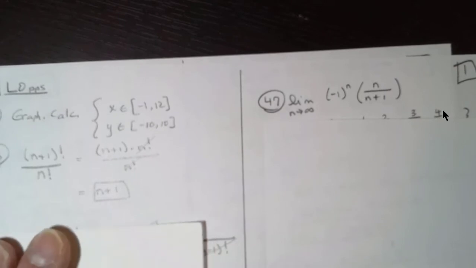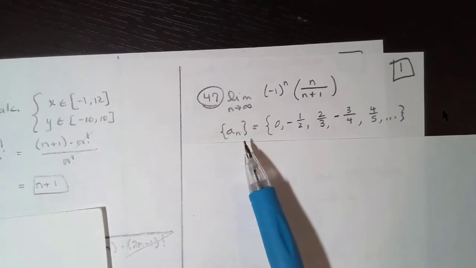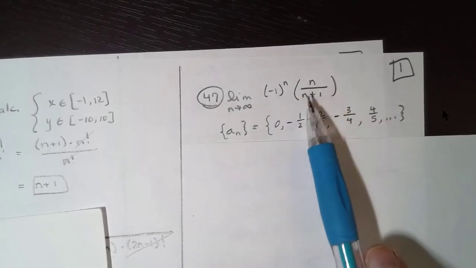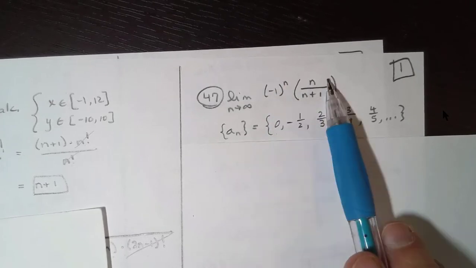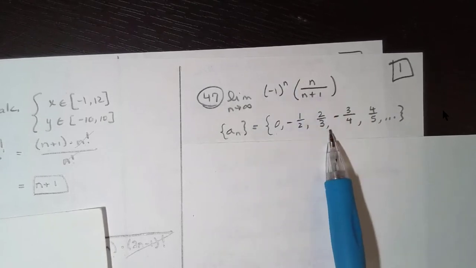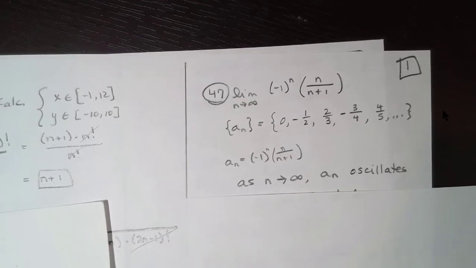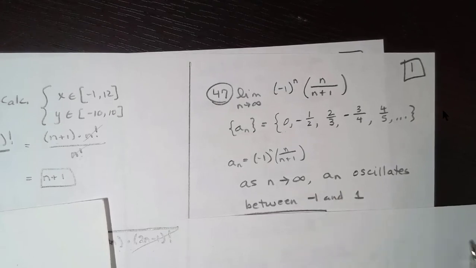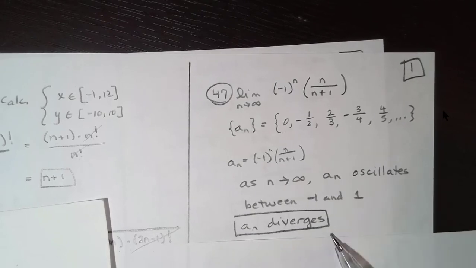47, we want to find the limit as n goes to infinity. So listing the terms of our sequence, when n is 0, I get 1 times 0. When n is 1, I get a negative 1 times 1/2. When n is 2, I get 1 times 2/3, and so forth. So here's our general term. As n goes to infinity, our sequence oscillates between negative 1 and 1, and it's getting closer to 1 and negative 1 with each term. So a sub n diverges.